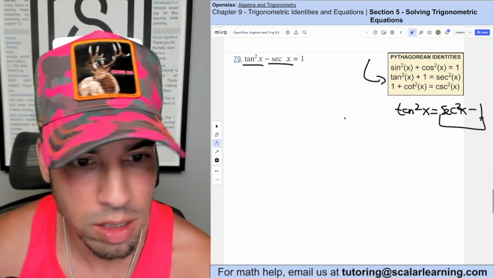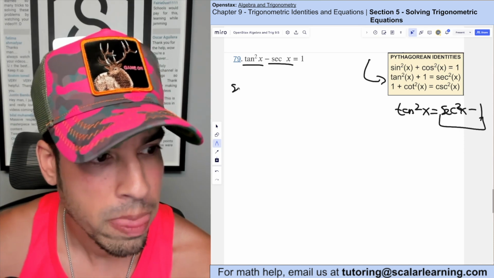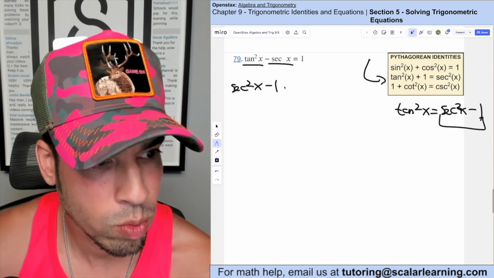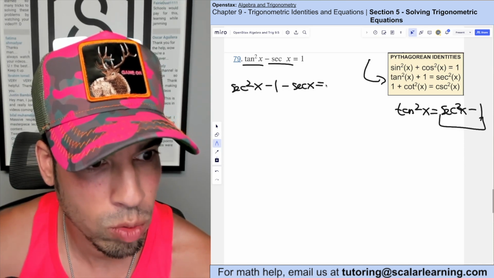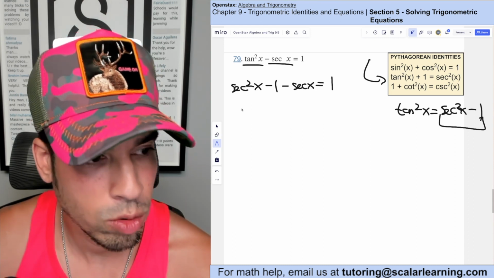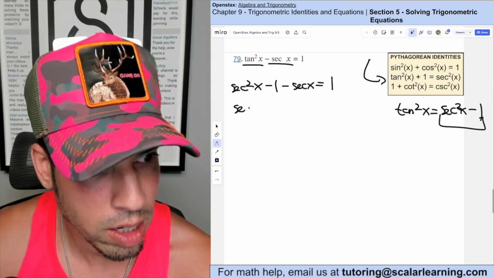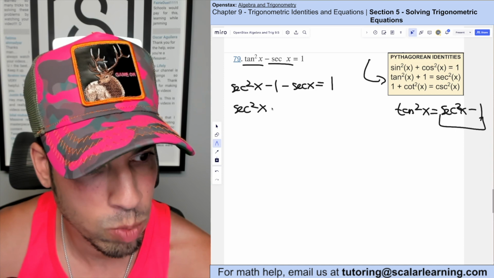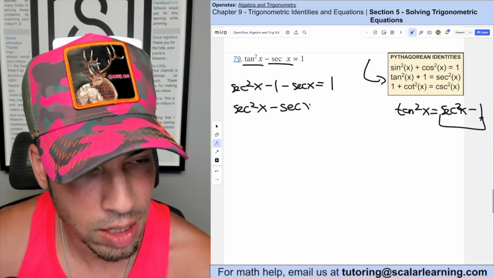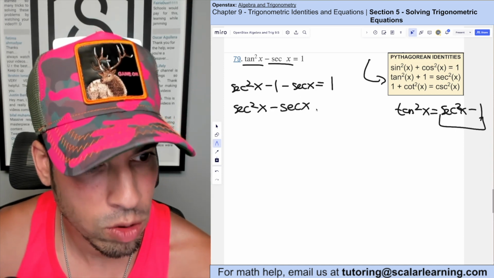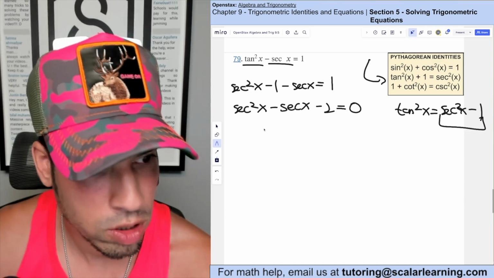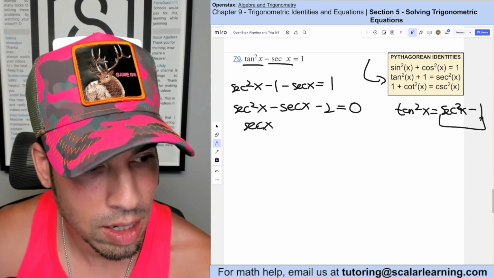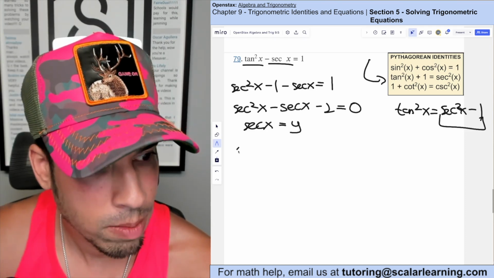So now I can plug this in for tangent squared. So now I got secant squared x minus 1 minus secant x equal to 1. So now I'm going to set everything equal to 0 by subtracting 1 from both sides, and I got secant squared x, I'm going to just move this to the middle term, minus secant x, and then -1 minus 1 is -2 equals 0.